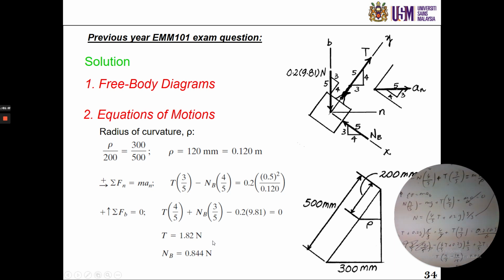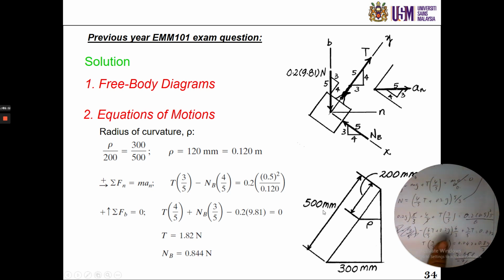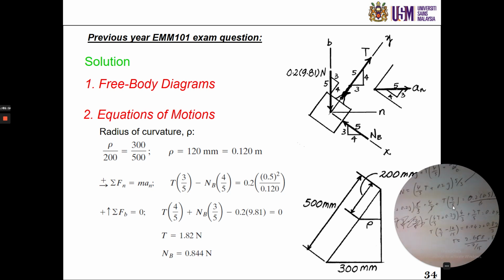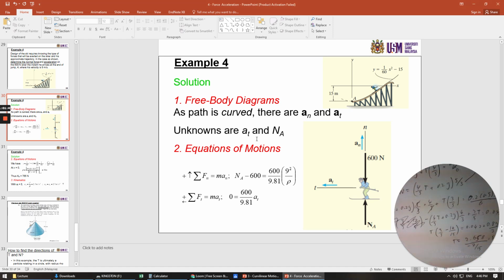So there's something wrong in my whole calculation right here, but if you do the algebra right, you should be able to get T, the tension, equals to 1.82 Newton, and N_B, the normal force, is 0.844. Alright, so I highly encourage you to do this on your own and check your answer with this solution. Okay, and let's go on for the summary and we are done. Thank you so much.